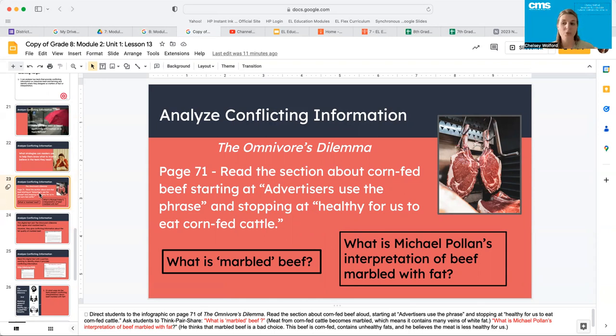So have some conversation with your elbow partner. Your teacher should be walking the room and hopefully can help you pick apart this section and understand what's going on. So go ahead and pause the video and come back to me when you're ready.